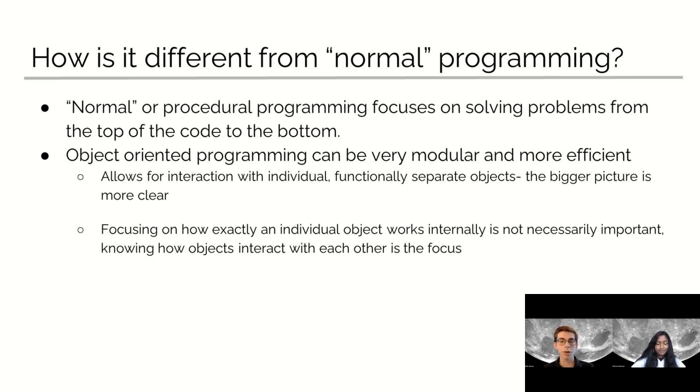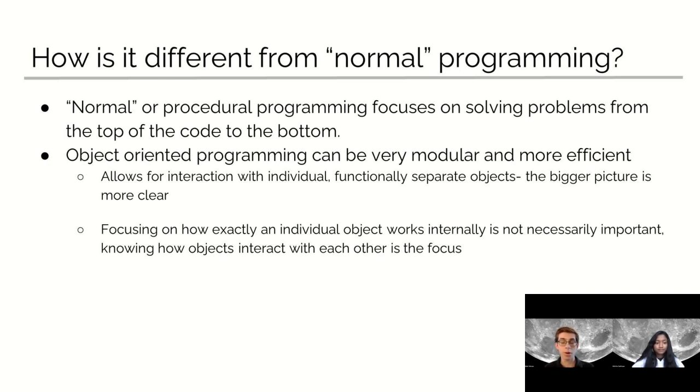And how is that different from quote unquote normal programming? If you've ever done programming before, you might have done something called procedural programming, which focuses on problem solving by writing code from top to bottom, which will also execute from top to bottom. However, object-oriented programming is much more modular and in that sense, much more efficient. It allows for interactions between individual distinct objects, and this allows us to accomplish a wide range of end goals.